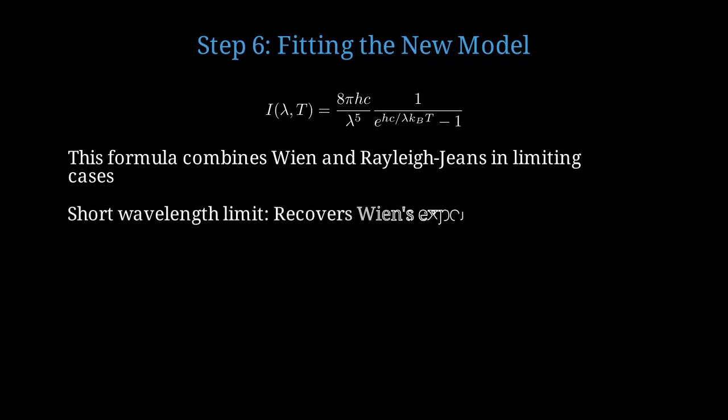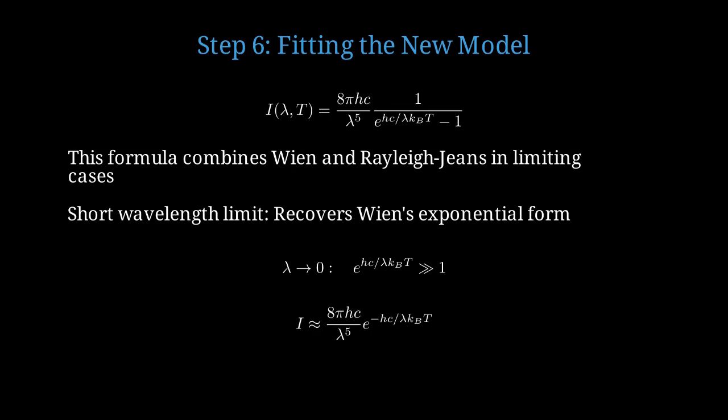In the short wavelength limit, when hc over lambda kBT is large, the exponential dominates and we recover Wien's exponential form. When lambda goes to 0, e to the hc over lambda kBT becomes much greater than 1. So intensity approximately equals 8 pi hc over lambda to the fifth times e to the negative hc over lambda kBT.